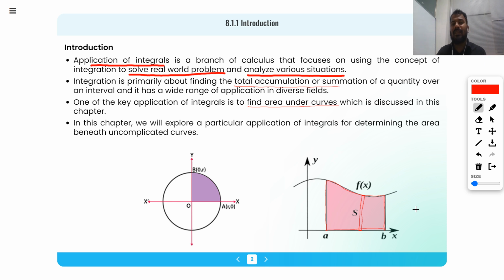So let's move on to the next part and we will understand how we are actually going to find out the area under the curve.